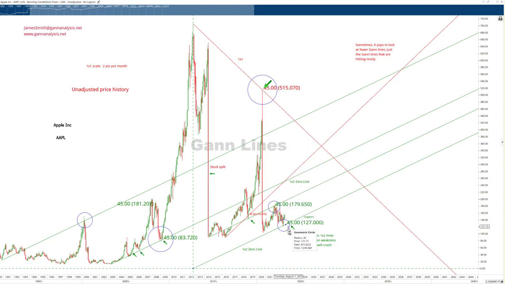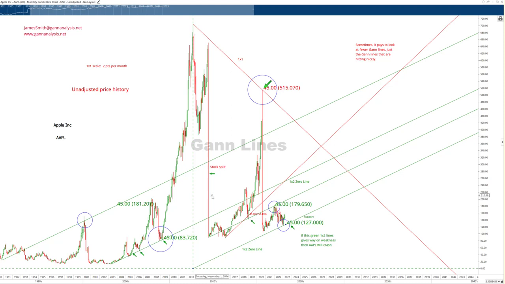If it closes below, hey, that's bearish. If it bounces off this line after a sell-off, that's bullish. So we'll see what happens. And remember, this is unadjusted price history. So even though it looks pretty ugly with this huge stock split, that is the preferred way of doing Gann.